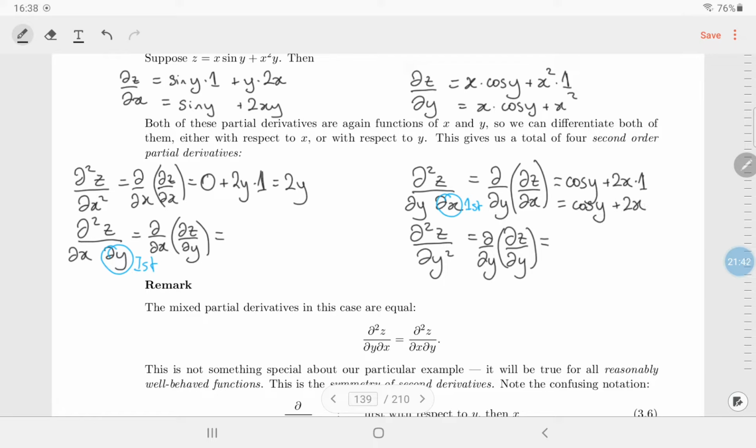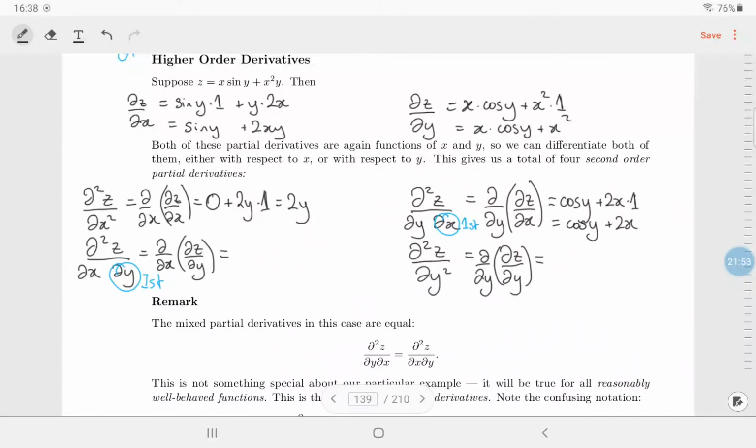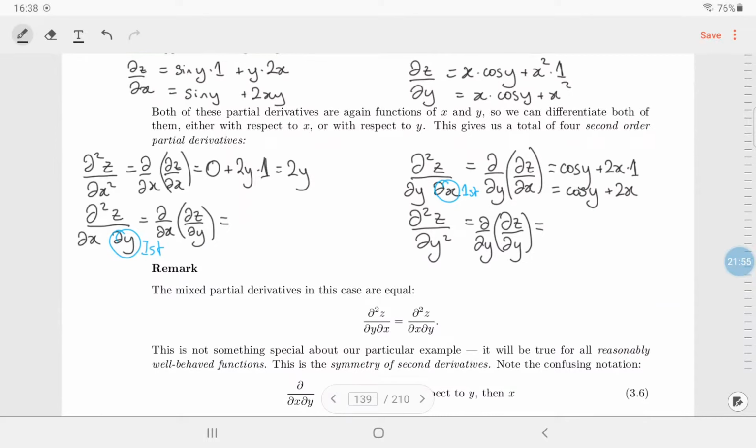Down in the left-hand corner, differentiate first with respect to y, that's up in the top right corner. Now differentiate that with respect to x. So I'm looking at x cos y plus x squared here, and differentiating that with respect to x. With respect to x, y is a constant, so I can fix cos of y. And then the derivative of x with respect to x is 1, plus the derivative of x squared with respect to x is 2x. I can tidy that up as cos of y plus 2x.